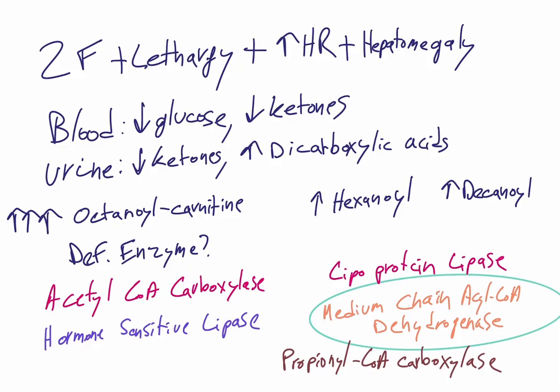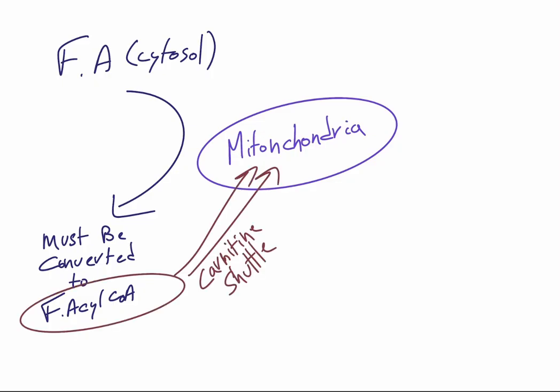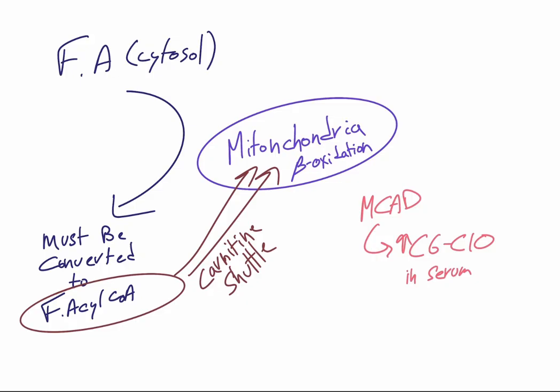So when we break down fatty acids, the process starts with the fatty acid in the cytosol approaching the mitochondria. But it simply cannot cross the mitochondrial membranes on its own. It must be first converted by an enzyme into fatty acyl-CoA. Fatty acyl-CoA is then shuttled into the mitochondrion via the carnitine shuttle. Now, once inside the mitochondrion, beta oxidation begins to break down the fatty acyl-CoA. So in MCAD deficiency, we can't properly break down medium chain fatty acyl-CoAs. And this is done normally via beta oxidation.